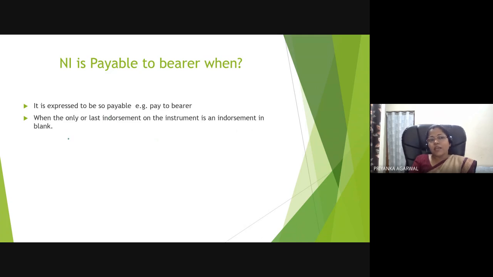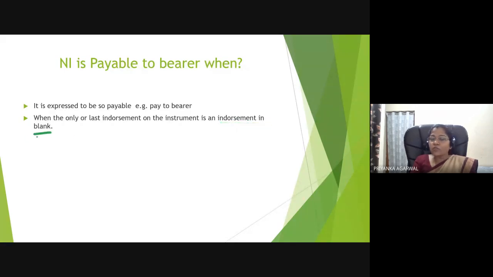In case of endorsement also, if the last person's name is not mentioned. Suppose the holder of that instrument has endorsed it to five different persons, and the fourth person just signed it on the last page or on the front page, but has not mentioned the name. If the name is not mentioned, that means it is endorsement in blank.